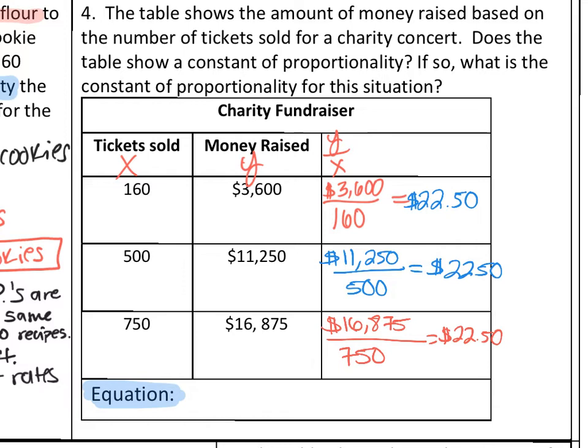So this table is proportional. They don't get less money with more tickets that they sell. It's the same. Each ticket is going to cost $22.50 regardless of how many people show up according to this chart for this charity fundraiser.